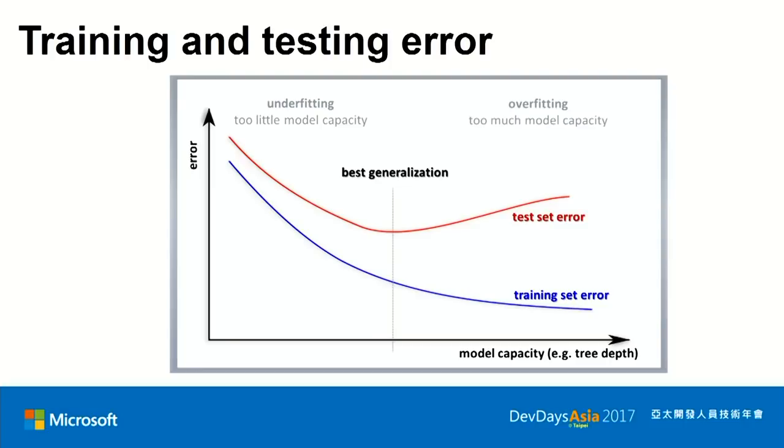Okay? So the situation on the left is called underfitting. The situation on the right is called overfitting. Overfitting is a term that you hear very often, and you can see that described here.